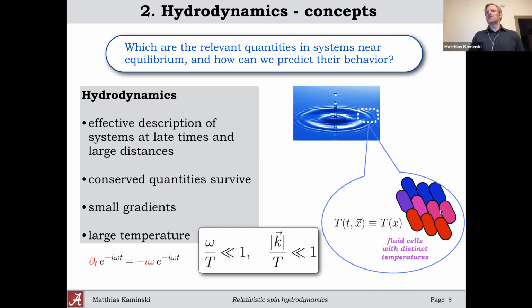The idea is that for all these fluid cells that are used to describe this in hydrodynamics, each fluid cell has a certain temperature that depends on time and space. But the neighboring fluid cells should have very similar temperature, such that these gradients are small. So we have small gradients to begin with, and that's what hydrodynamics describes. And these small gradients then relax over time. Usually the system is driven to uniform temperature, for example.